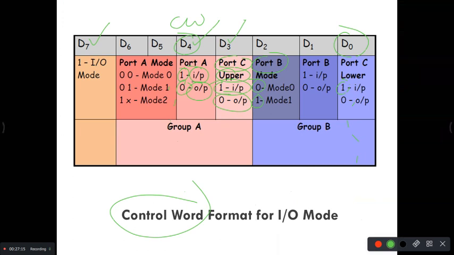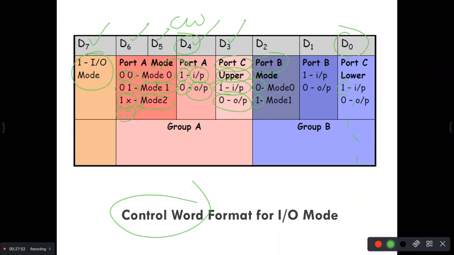That's why when D6, D5 is 0, 0, your port A works in mode 0. Similarly, if D6 and D5 is 0, 1, your port A works in mode 1. And similarly, it is 1x. What is the meaning of 1x? Either 1, 0 or 1, 1. It is mode 2, and in that case you are using your port A in mode 2. Right?